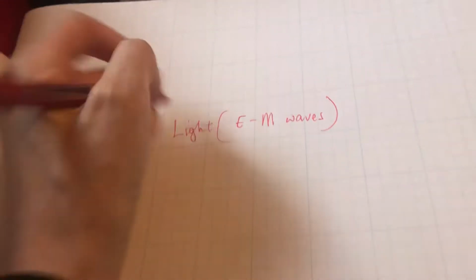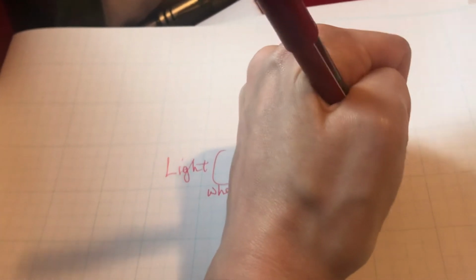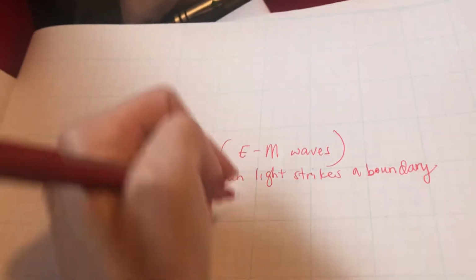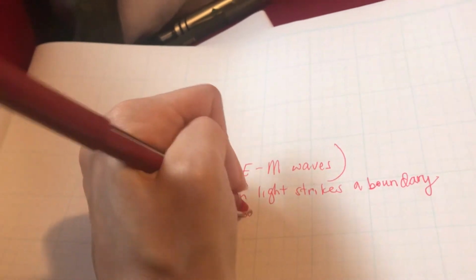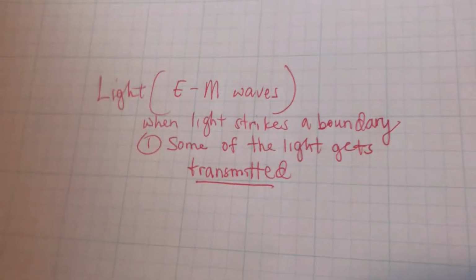So we're going to be talking a little bit about light, in other words, electromagnetic waves, so EM waves. And when light strikes a boundary, there's a couple things that happen. Just like any other kind of wave, some of the light is going to be transmitted across the boundary. So some of the light gets transmitted. And some of the light gets reflected.